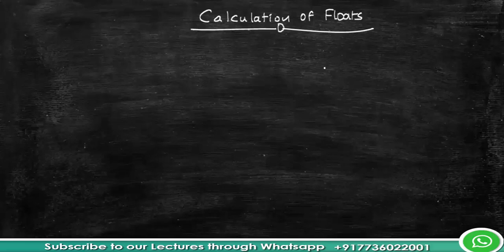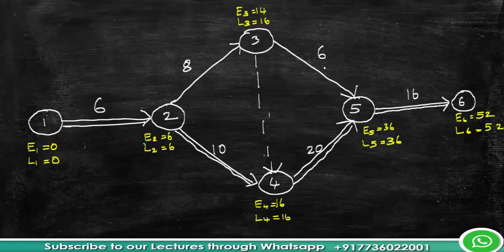In this section we are going to understand what is float. Before getting into that, let's have a look at this network diagram which we were using in the past sessions. Here the critical path is shown with two lines. That is, your critical path here is 1 to 2, 2 to 4, 4 to 5 and 5 to 6.